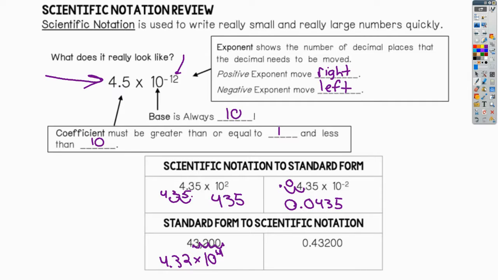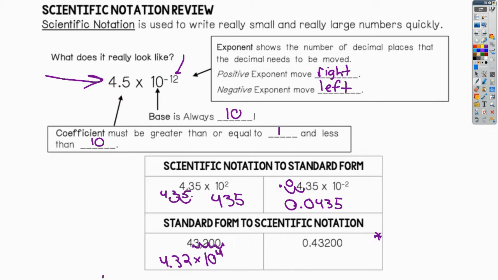Finally, to figure out if your exponent's positive or negative, look back at your original number. If the original number is bigger than 1, it's positive. If it's smaller than 1, it's negative. So just by looking at this next problem right here, you should be able to tell, hey, that's going to have a negative exponent. Why don't you pause the video right here and answer, what is 0.432 in scientific notation?